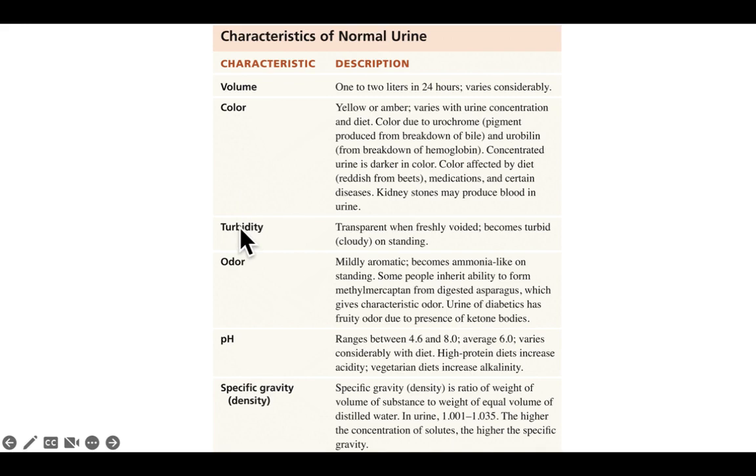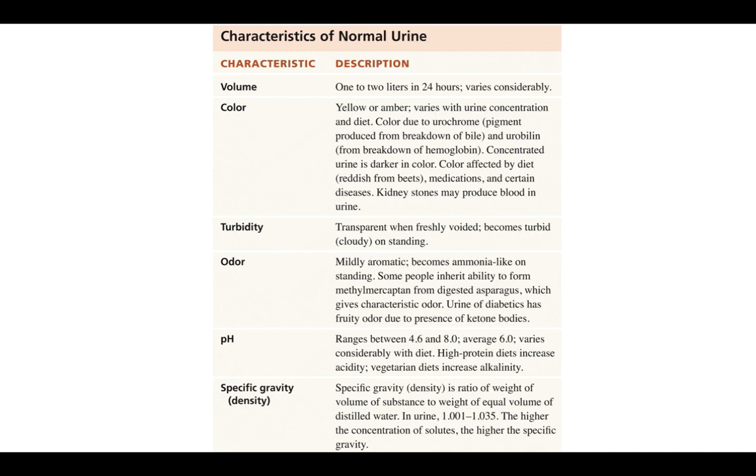Turbidity is cloudiness. It shouldn't be cloudy when it's freshly voided, when you first urinate it. It will become cloudy if it's sitting around, but it shouldn't be cloudy. Odor, we've probably all smelled urine. It can kind of become more ammonia-like if you don't flush the toilet. Because bacteria will convert, and form ammonia in the urine.